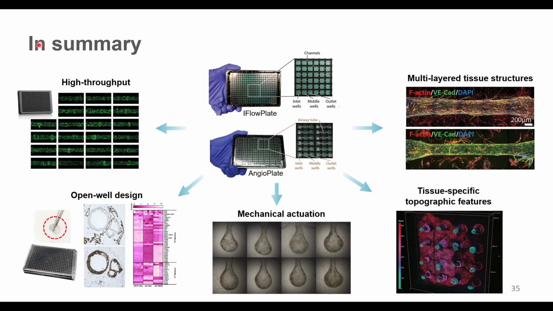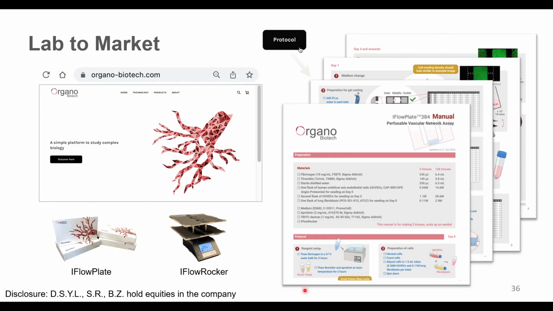So in summary, I hope I have convinced you that using iFlow plate and angio plate, we can do high throughput screening. We have this open well design that allows us to extract the tissue for downstream analysis. We can incorporate multi-layer tissue structures, introduce tissue-specific topography, and apply mechanical actuation.